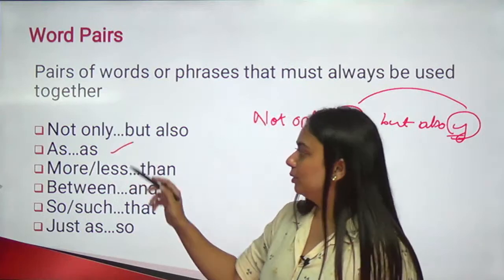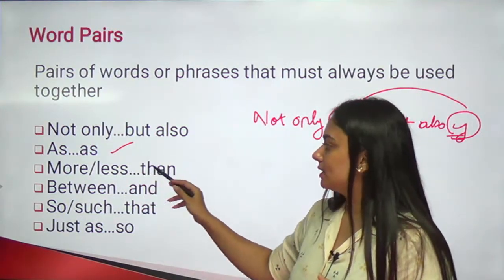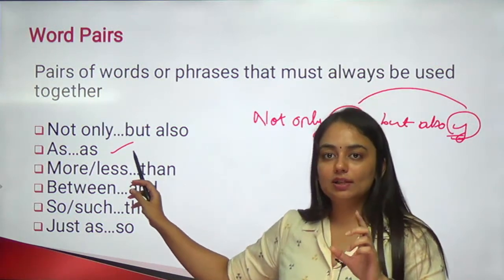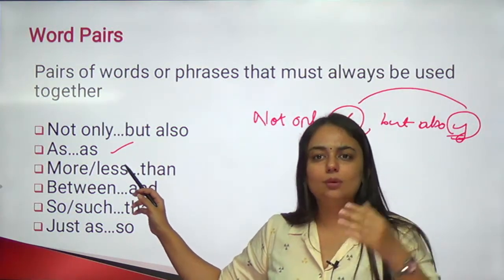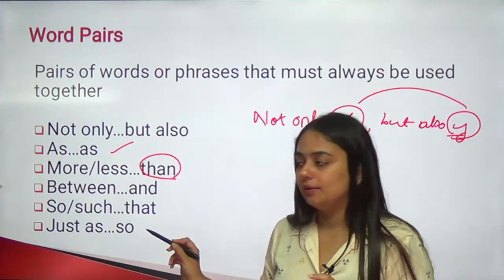"As" will be followed by "as." She's as beautiful as her mother. More and less is followed by "than." When you say something is more or less, obviously you are comparing it to something. To show that comparison, you have to use "than."